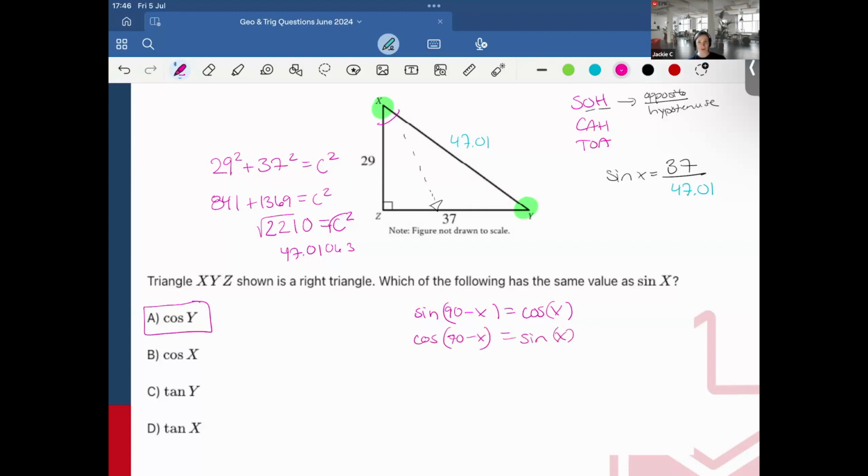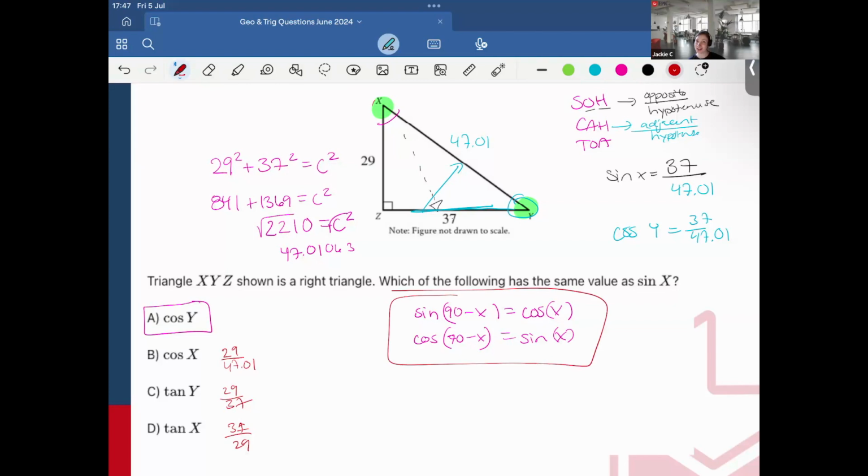I know from there, but just to prove that it is correct, cosine of y is adjacent over hypotenuse. If I look at y, it's adjacent 37 over 47.01. So I've just proven that to be true. If you try all the other ones, cosine of x is 29 over 47.01, that doesn't work. Tan of y would be 29 over 37, so it doesn't work. And tan of x would be 37 over 29. So therefore it is indeed cosine of y, but really it's just testing this amazing trigonometric identity.